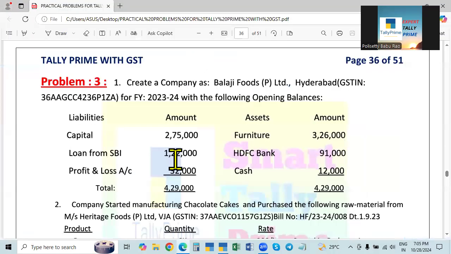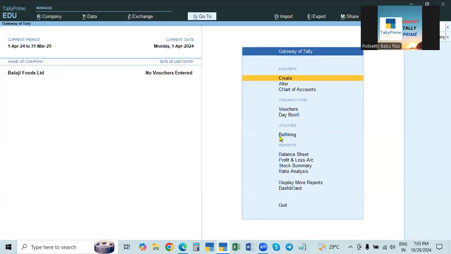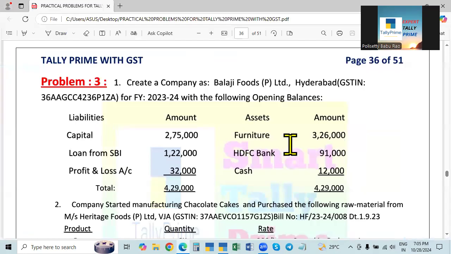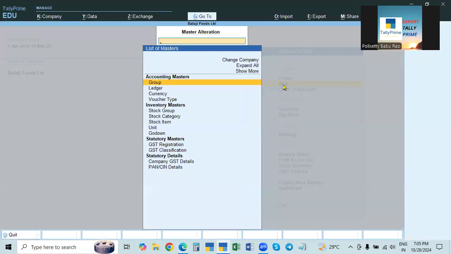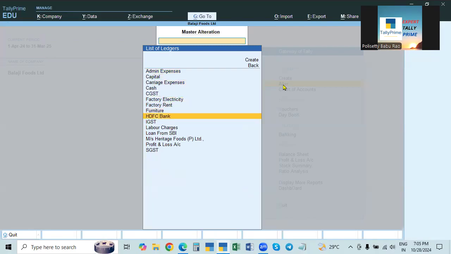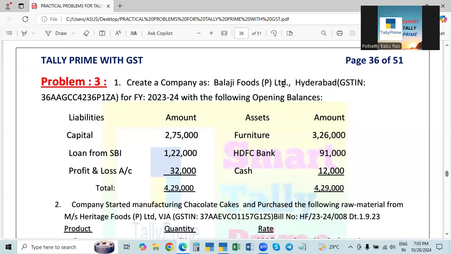Now what do we have to do? We have to create the liabilities and assets. These masters we have to create and get the opening balances. In this case, profit and loss account and cash will already be available. Cash and profit and loss account are created by default when you create a new company. All other ledgers are masters that we have to create, and when creating we give the opening balance also.